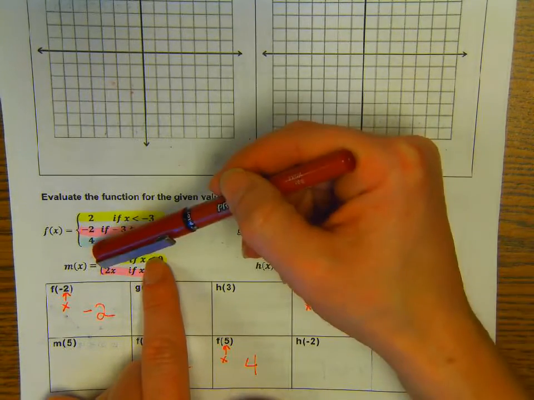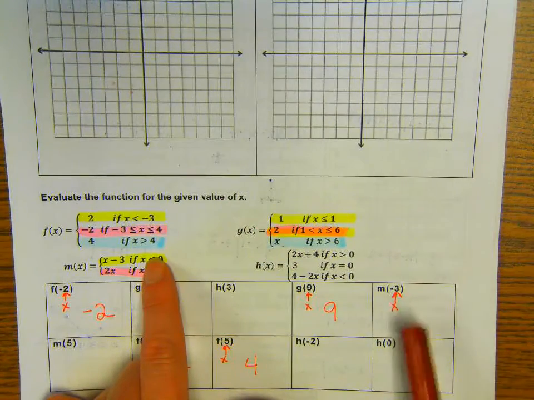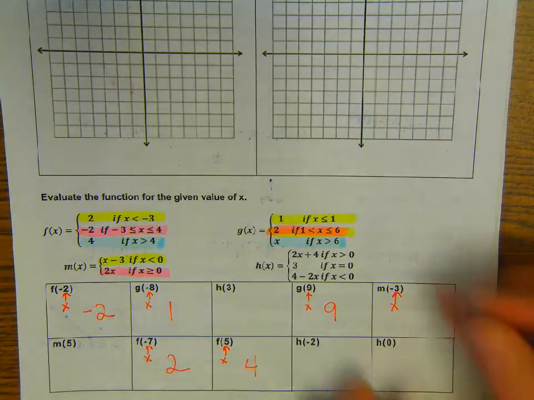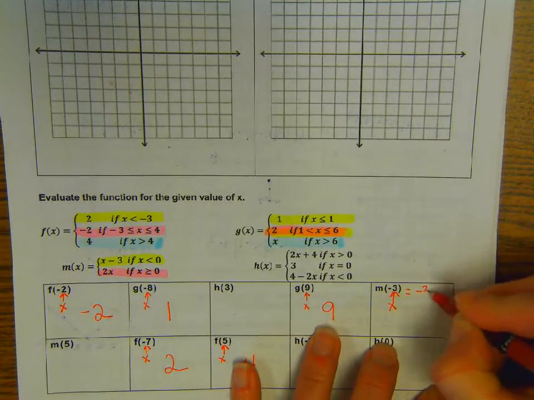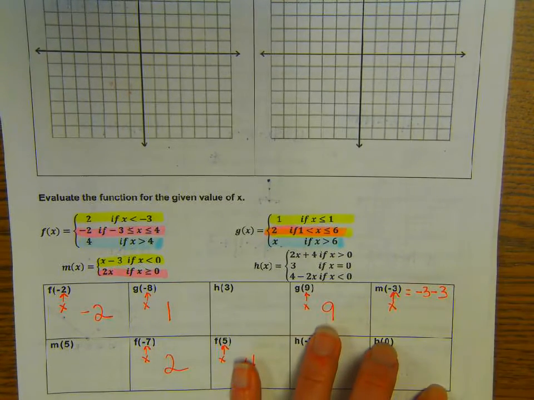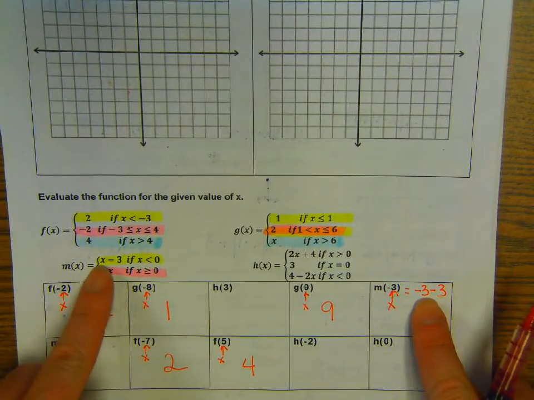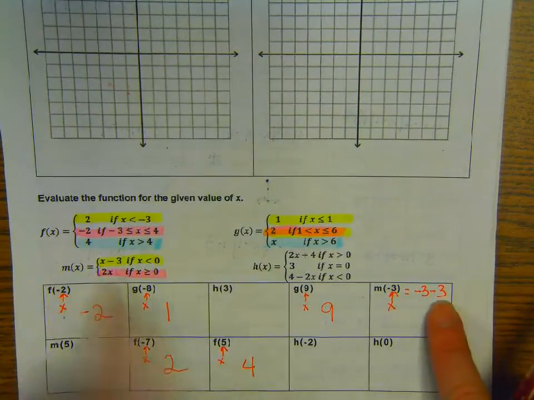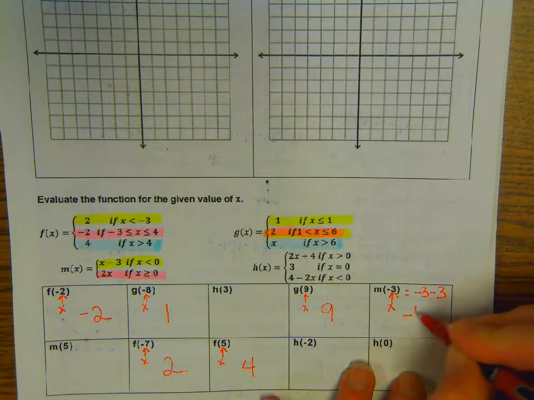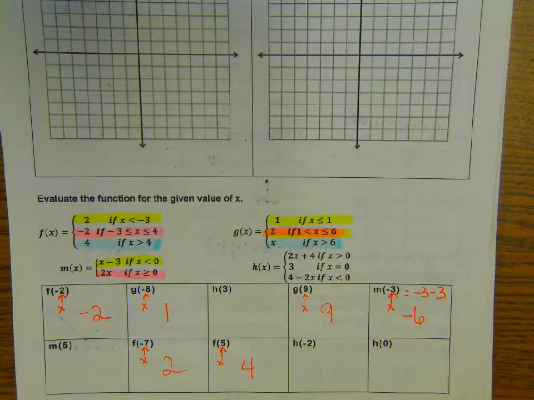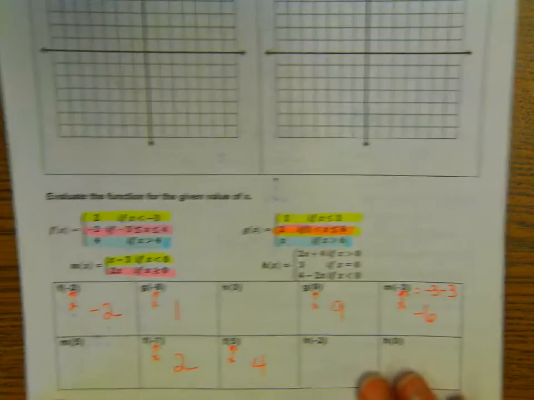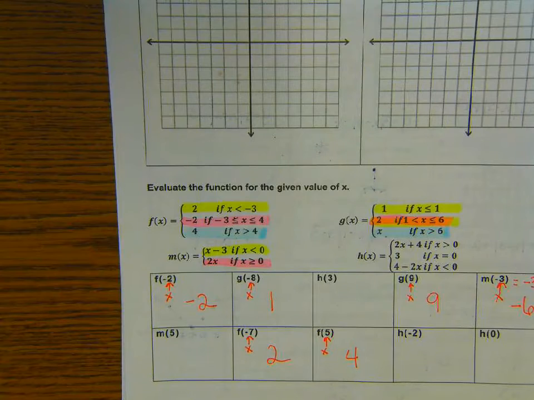The function is x minus 3, so I plug this into that function. That's -3 minus 3. Are you following? I just put this -3 in for x. What is -3 minus 3? -6. Try this one a minute. If you're not comfortable yet, I'll go through it in a second, but I want you to start trying it on your own.